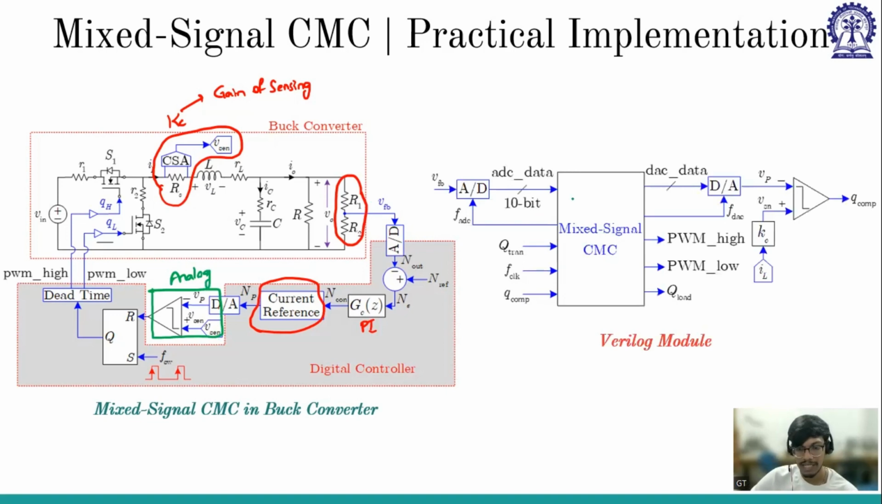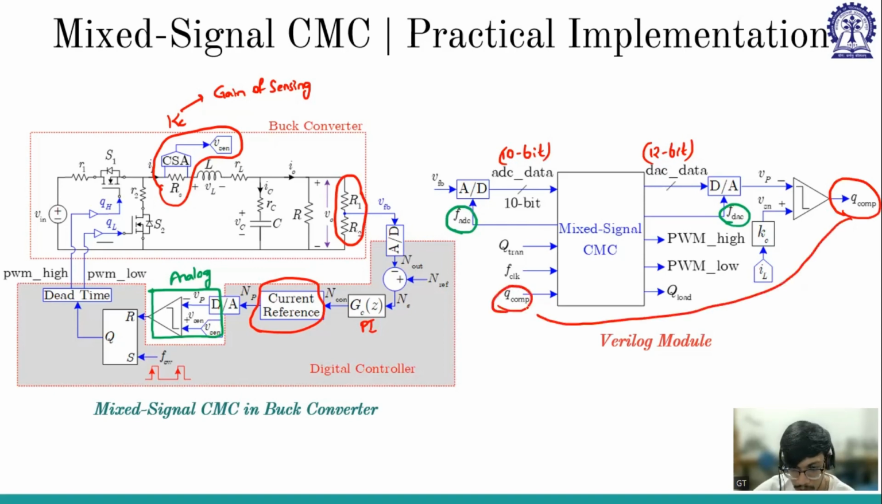So everything is similar to voltage mode control, except voltage mode control is directly giving PWM high, PWM low, whereas here this is giving DAC data, which is going to the digital to analog converter. So we need FDAC as well as FADC. And one thing you should keep in mind, that ADC data is 10 bit and DAC data is 12 bit. Now this is being compared with the IL, which is giving the Q comp, and this Q comp will again act as the input.